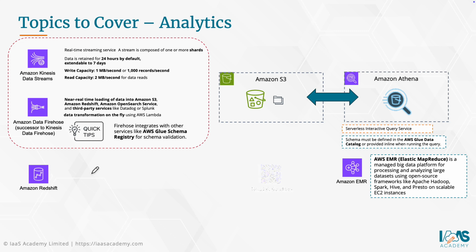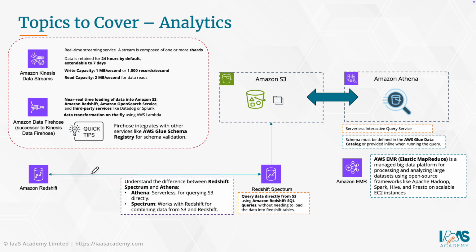Now, in addition to Redshift, you also have Redshift Spectrum, which does a similar kind of thing to what Athena does in the sense that it will allow you to query data directly held in S3 using Redshift SQL queries without needing to load data into Redshift tables. But what it does do is it provides you with integration into Redshift. So you need to understand the difference between using Redshift Spectrum and Athena. Athena is serverless for querying S3 directly, but Spectrum works with Redshift for combining data from S3 and Redshift.